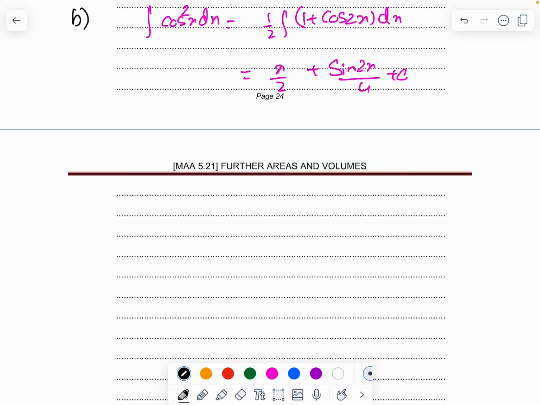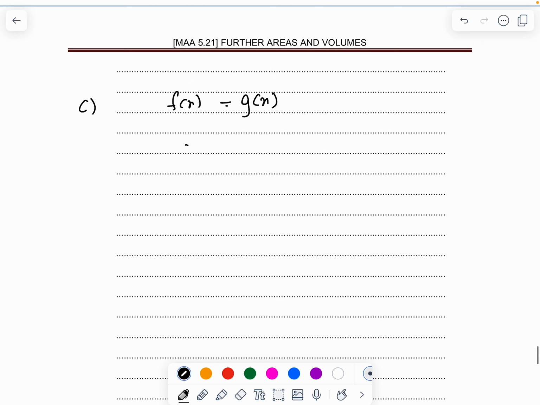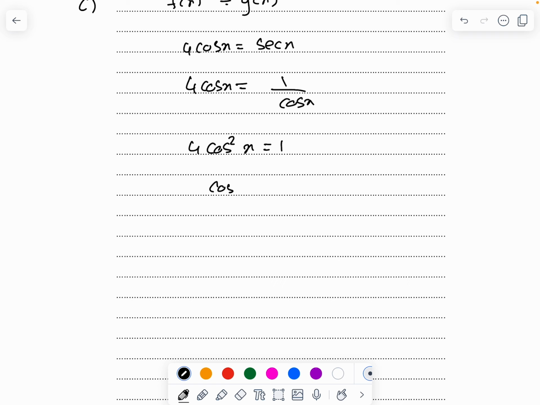Now part C is asking where f of x intersects g of x. So f of x equals g of x. 4 cos x should be equal to secant x. So 4 cos x equals 1 upon cos x. So 4 cos squared x equals 1. Cos squared x equals 1 upon 4. Cos x equals plus or minus 1 upon 2, so x is plus or minus pi by 3.